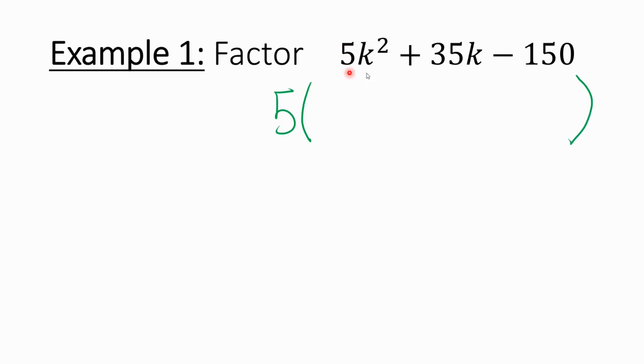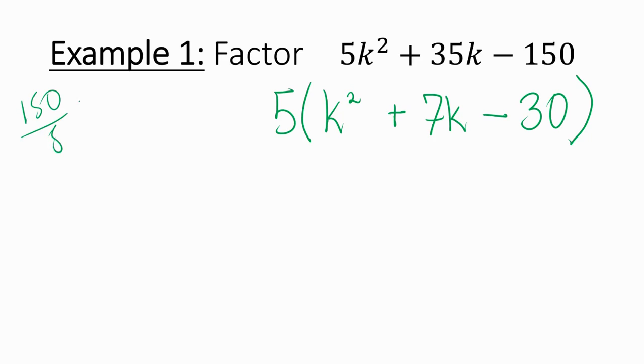All right, so this one, what is my 5k squared divided by 5? Well, it's just going to be k squared. Plus, okay, 35k. If I pull out a 5, I get 7k. Bring down your minus sign. And this one, if I pull out a 5, what's 150 divided by 5? That's just going to be 30. Use your calculator if you need to. What's 150 divided by 5?